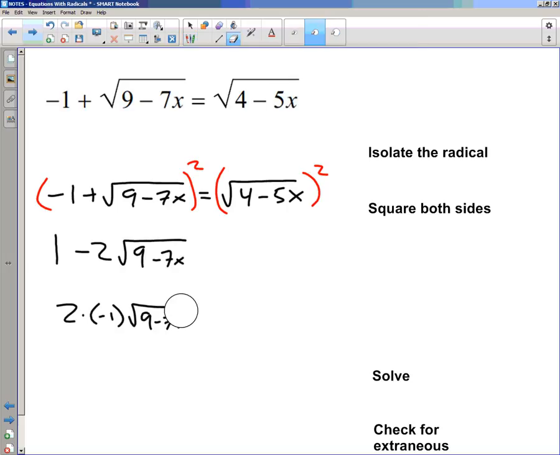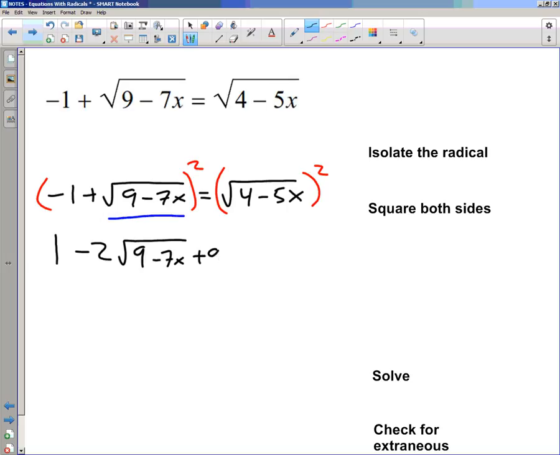Okay, finally we need to square the second term. So I'm squaring the square root of 9 minus 7x. When I square that, it's going to cancel the radical. I'm just going to be left with 9 minus 7x. On the right-hand side, we only have one thing to square, and it's got a radical over top of it. The radical will cancel with the square. We're going to have 4 minus 5x here.